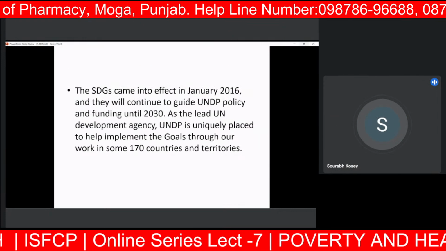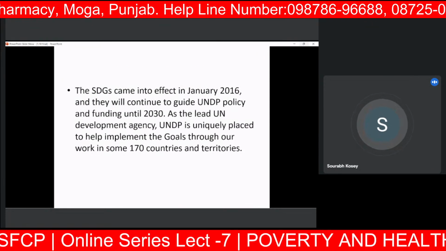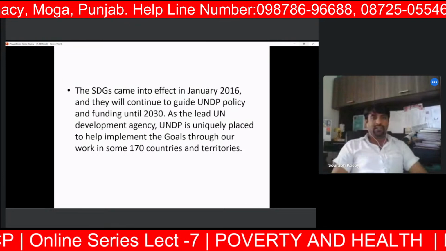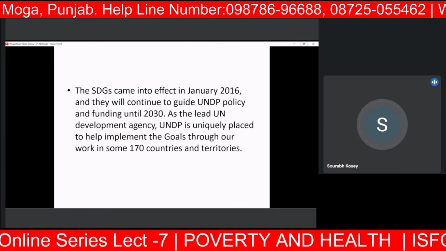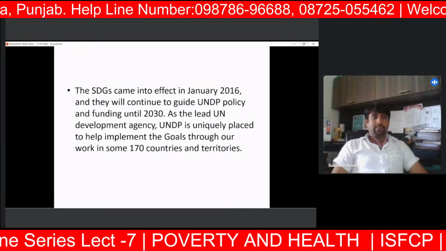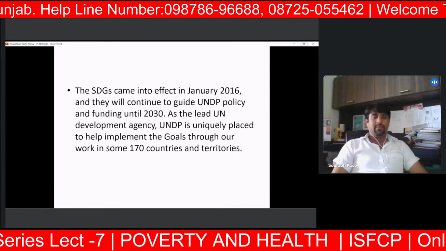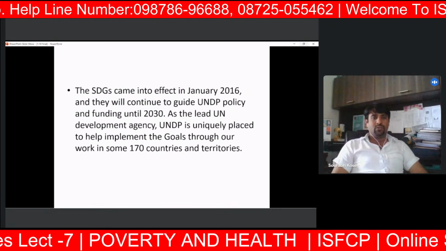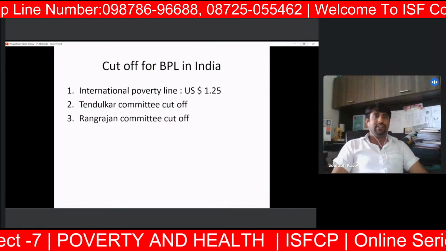So the Sustainable Development Goals came into effect in January 2016, and they will continue to guide UNDP policy and funding until 2030. As the lead United Nations development agency, UNDP is uniquely placed to help implement the goals through our work in some 170 countries and territories.